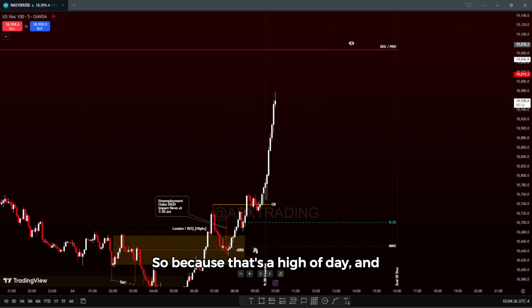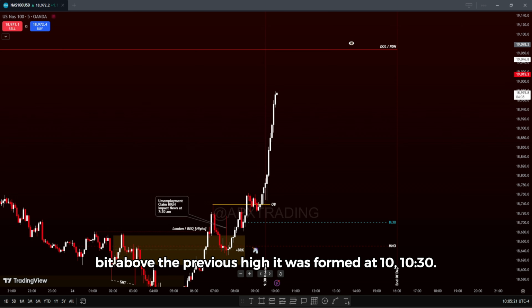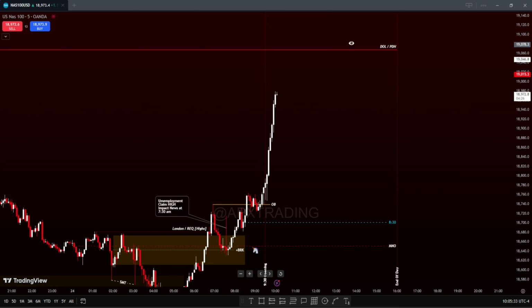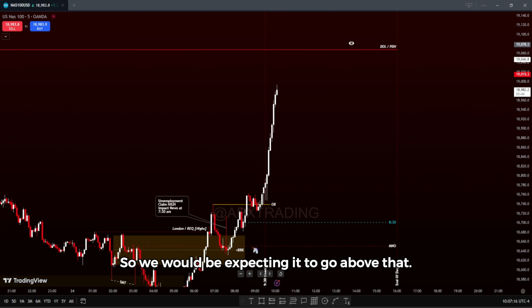Because that's a high of day, and it was only run out shallow, a little bit above the previous high formed at 10:30, that means there's going to be what? Traders feeling very confident that it's not going to go up there. So what's going to be residing above that? Buy side. More buy side. And it's going to be above the high that forms at 13:30 or 1:30 in the afternoon, New York local time. So we would be expecting it to go above that.